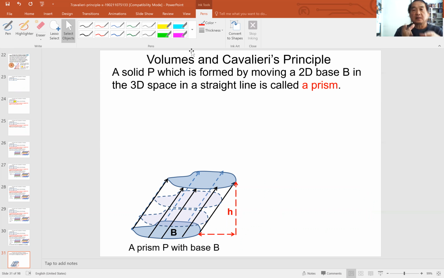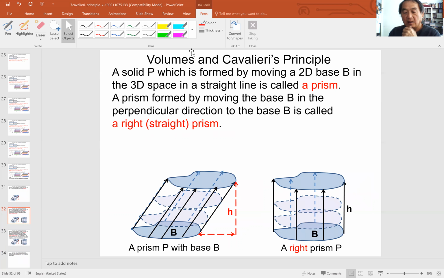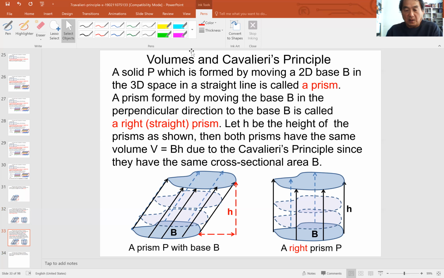Okay, and then the space it cuts across forms a prism. If I take the base and move it straight up and down, then we call this prism a right prism, a right angle straight up. Since the cross sections of these two shapes are the same, they have the same volume. So prisms with the same base and the same height have the same volume.